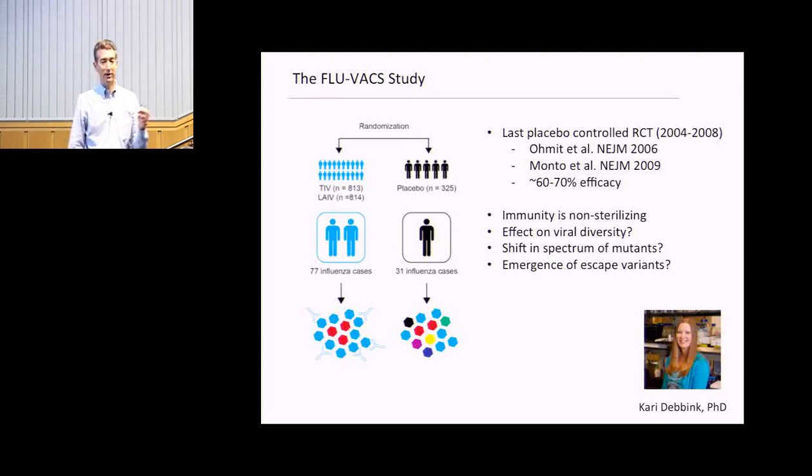And they actually ran the last placebo-controlled randomized trial of influenza vaccine. You can't do it anymore because universal vaccination is recommended, so everyone's supposed to get a flu shot, and you can't have people getting a placebo flu shot anymore. But in 2004 through 2008, it wasn't, and so they ran a large trial with 1,600 people in the vaccine arm, 300 in the placebo arm, and saw who got influenza.